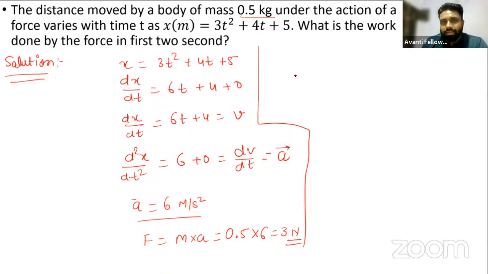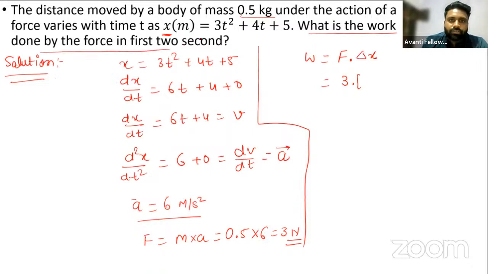Now you can directly calculate the work done. So what is the work done? Work done is nothing but force multiplied with displacement. Here the displacement is mentioned in x, so we will take x. Because this is a constant force, the magnitude will be 3 multiplied by, it is not x, it is delta x, the change in position. It has been asked what is the work done by the force in the first 2 seconds, which means t equals 0 to t equals 2.